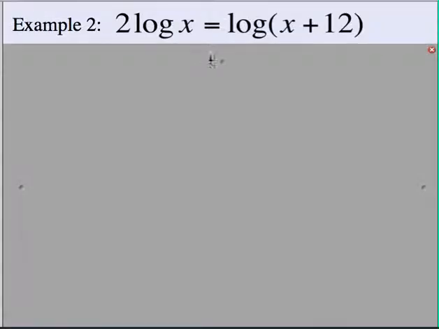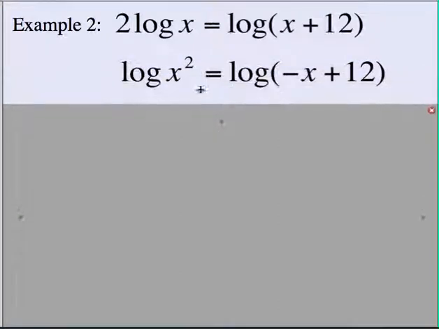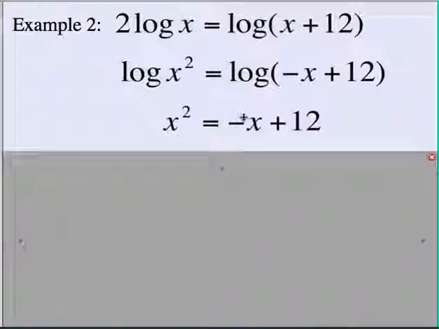On the second example, I have 2 log base 10 of x equals log of x plus 12. I want to use my logarithmic properties, so I'm going to change this to the exponent, so x squared equals log of negative x plus 12. Sorry, that should be negative. It should have been negative up in the first place. So then x squared equals negative x plus 12.